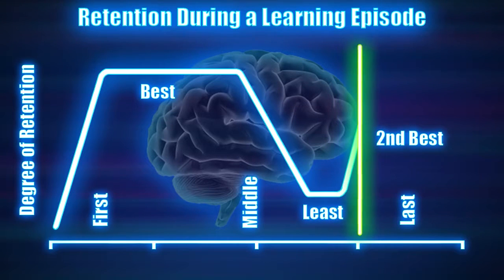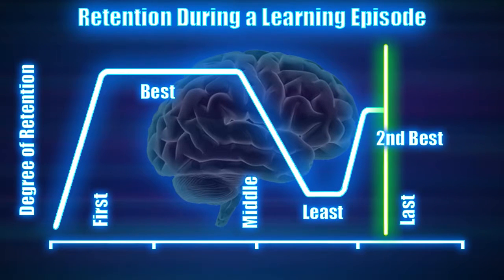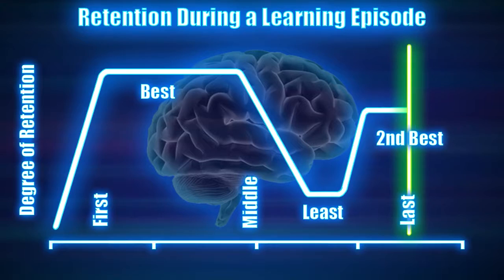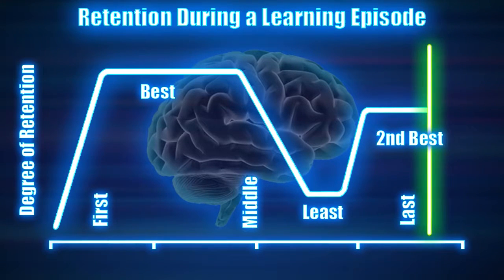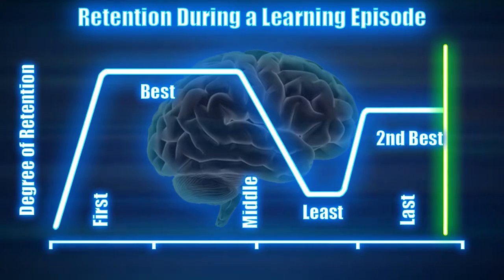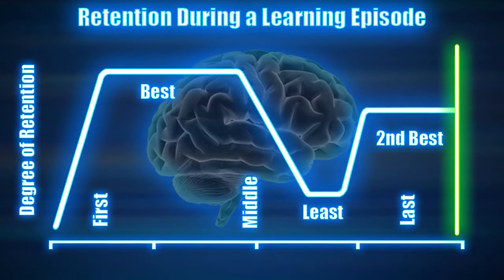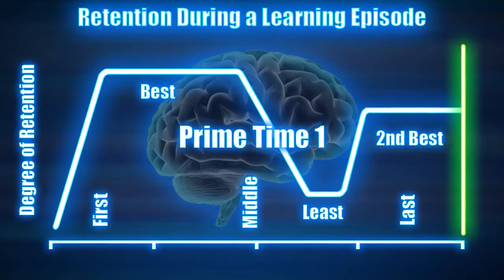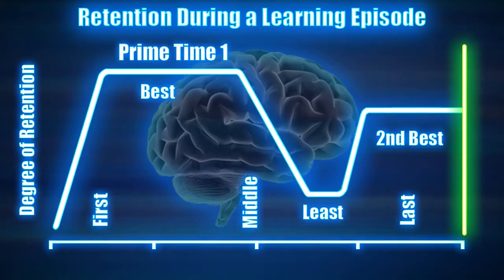As the learning period concludes, information in the working memory is already stored or chunked, which allows for additional processing of final information. Due to this, new material should be taught first, during what is called prime time 1, because it is most likely to be remembered then.